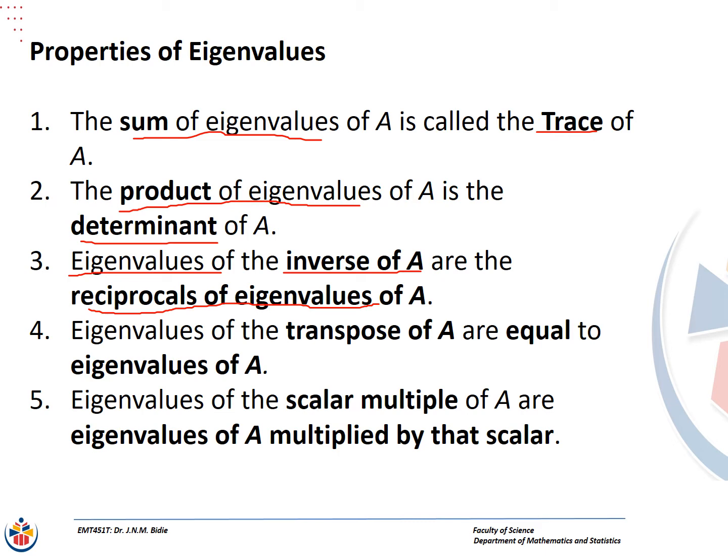Also note that eigenvalues of the transpose of A are exactly equal to the eigenvalues of the original matrix A. Now also, if you multiply the matrix by a scalar, the eigenvalues are multiplied by that scalar. So if you want the eigenvalues of 2 times A, all you need to do is multiply each eigenvalue of A by 2.